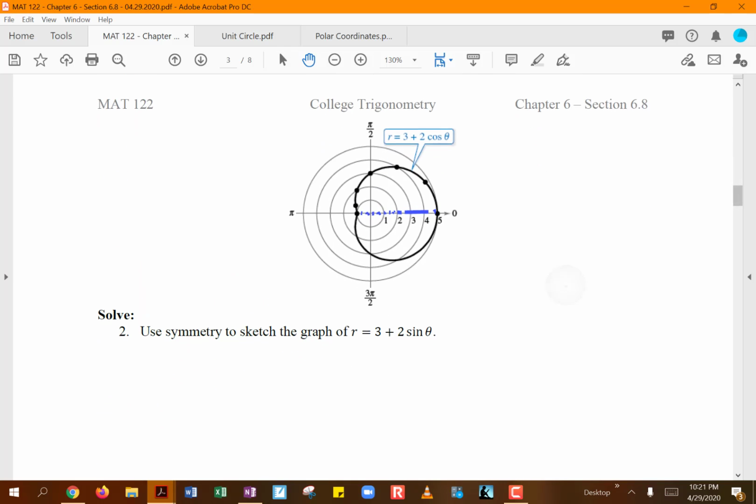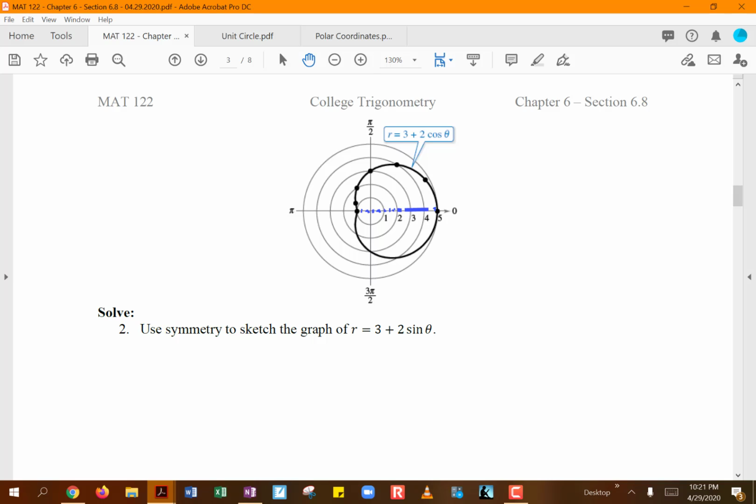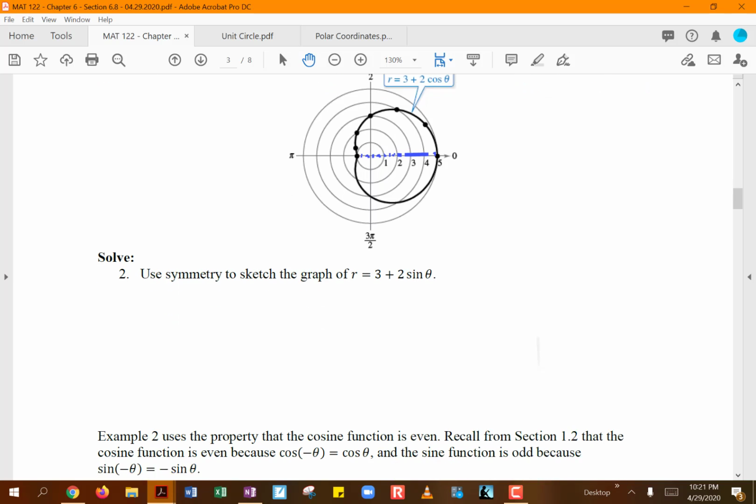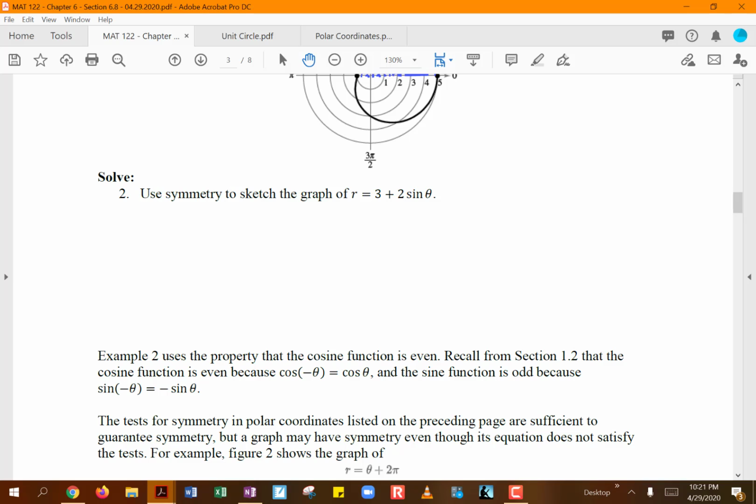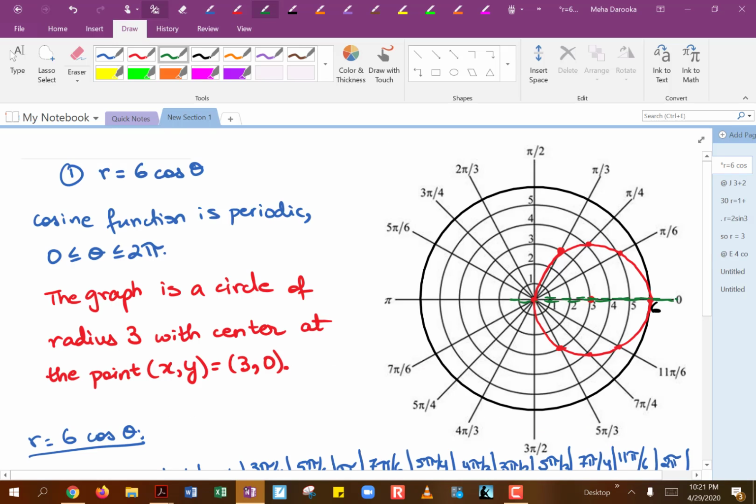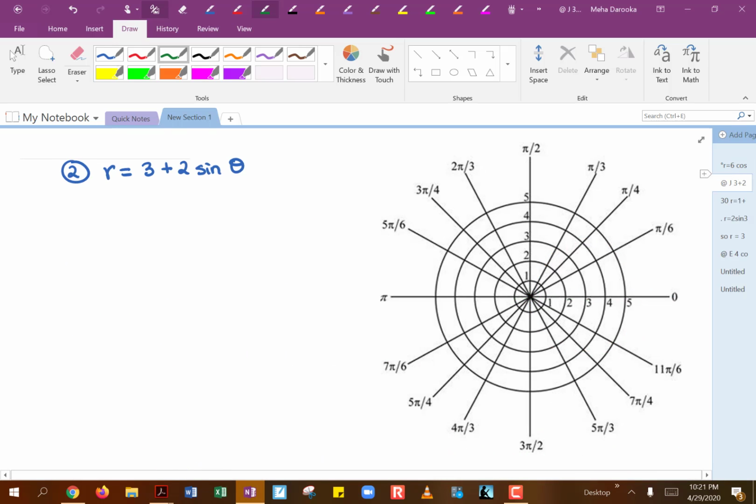And what's happening is, if you just had 2 cosine of theta, then you would have had a circle. But because we are adding that 3 in the front, that's what gives it this unusual shape of the Limocon. So let's see how symmetry will work with our example over here. We are given r equals 3 plus 2 times sine of theta. So let's go ahead and take a look at this.